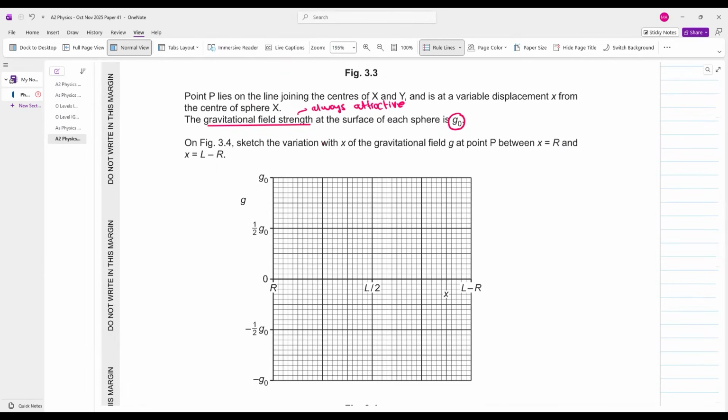Okay. On figure 3.4, sketch the variation with x of the gravitational field strength at point y between x equals r till x equals L minus r.